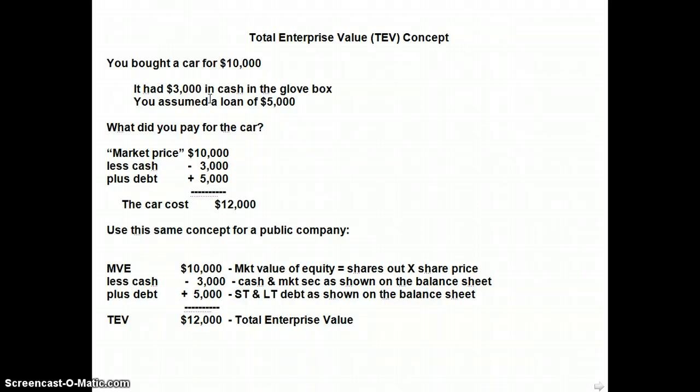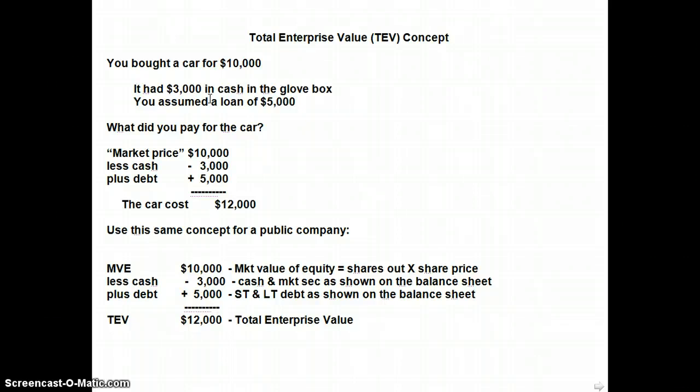So let's go through this simple example shown here in the middle of the page. You paid $10,000 and you got cash, $3,000. So if you say net of cash, what did I pay for the car? I paid 10 minus 3, $7,000. However, you also assumed an obligation of debt of $5,000. So if you take what you paid after cash of $7,000 plus the debt that you assumed of $5,000, the car cost you $12,000.